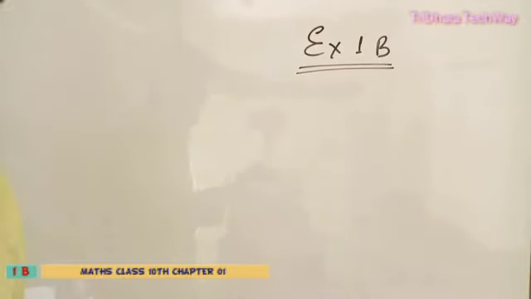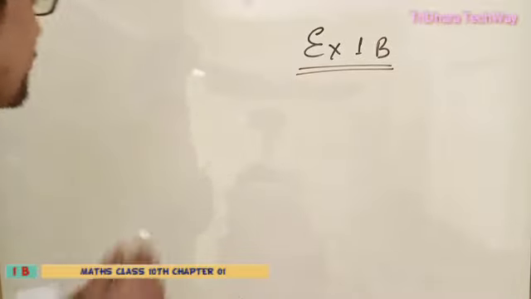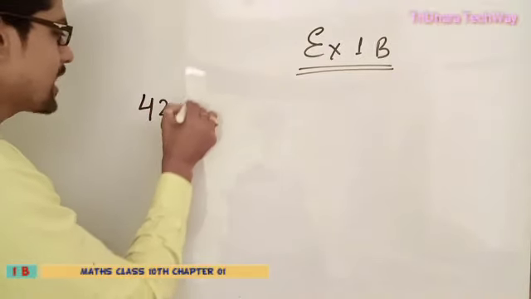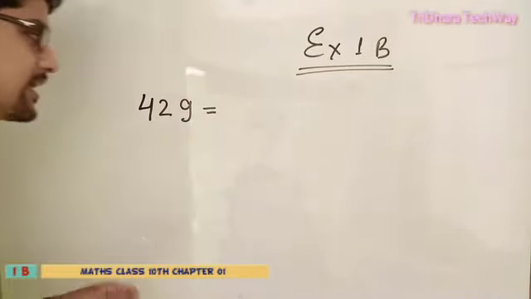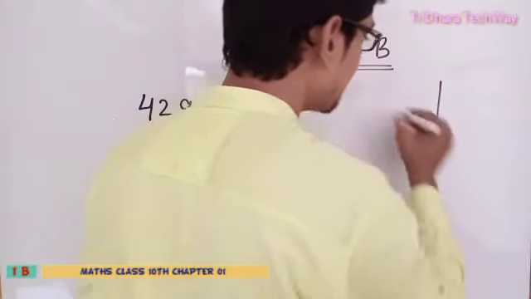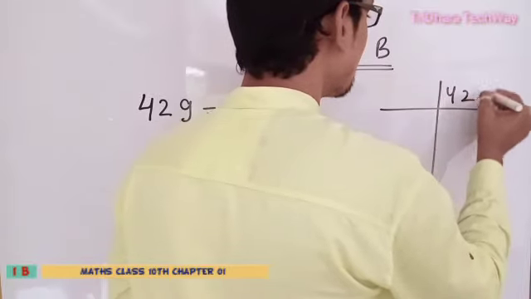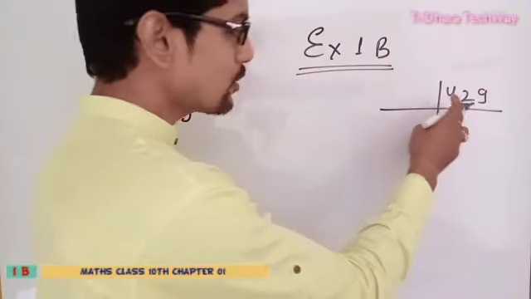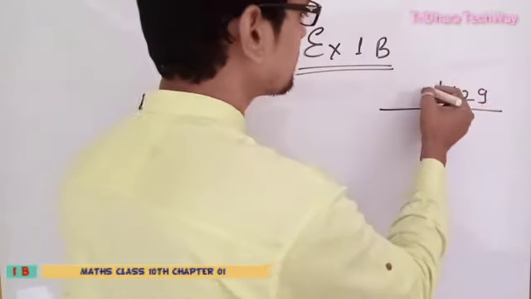First question is, express 429 as a product of prime factors. You have a number 429 and you have to express this number as a product of prime factors. So you all know about that. How do you find the prime factor of this number?